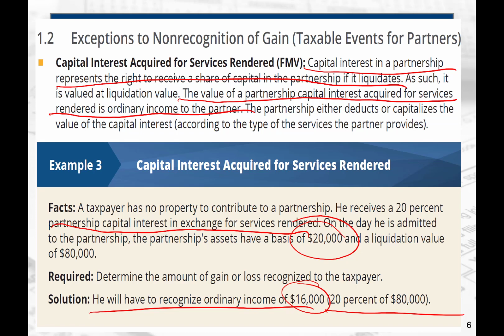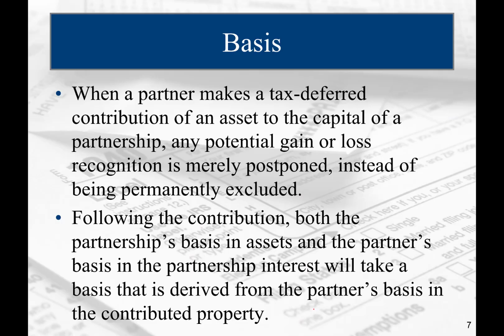Okay. Okay, good. Let's take a look at the basis of property that is contributed. Okay. And so when we make the contribution of property, we're not going to be taxed on that. Any potential gain or loss is postponed, right? It's not permanently excluded.